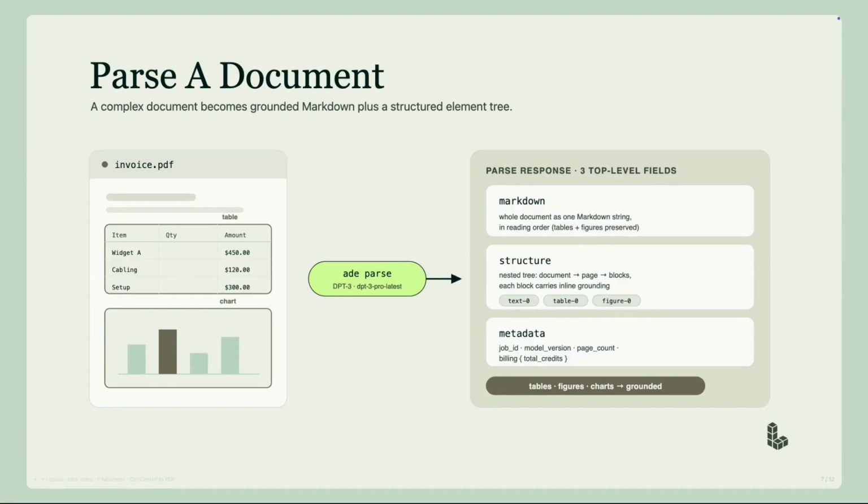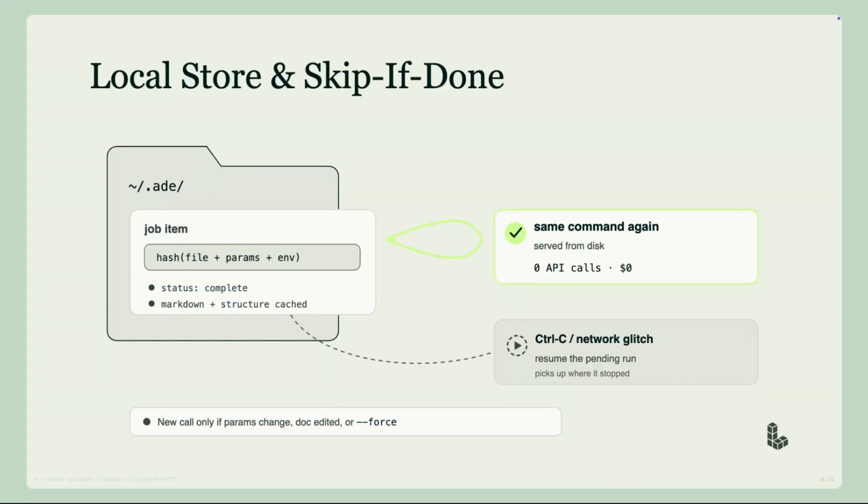Point ADE at a document with ade parse and convert it into clean Markdown and structured grounded JSON. Every run is stored locally and keyed by a hash of the file, the parameters, and the environment. Run the same command again and it's served from disk. Zero API calls, zero cost.